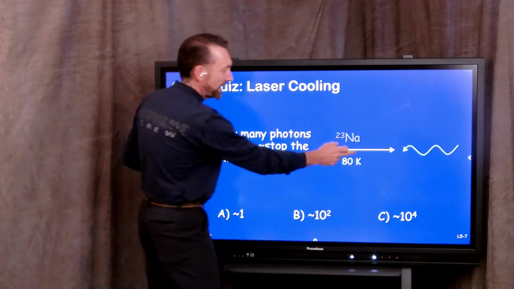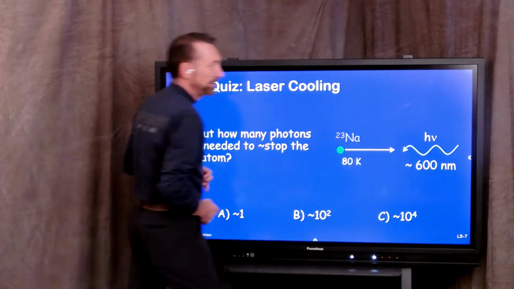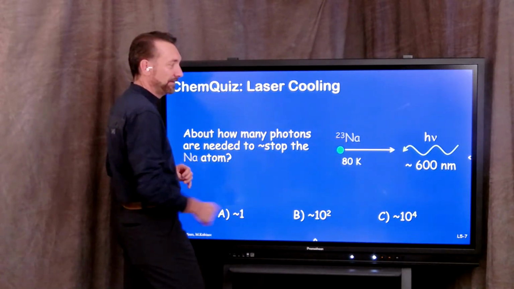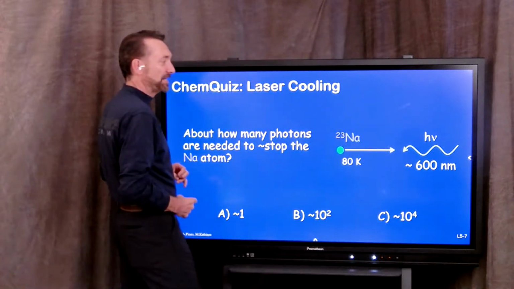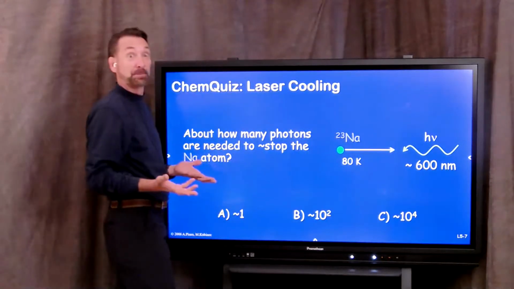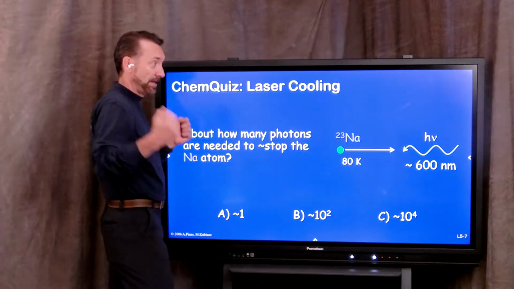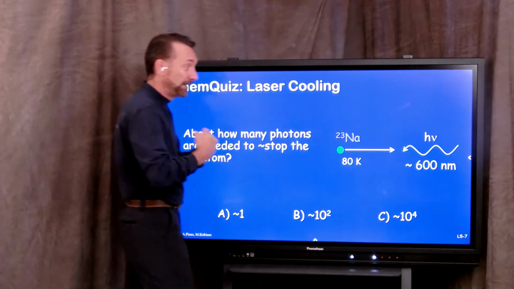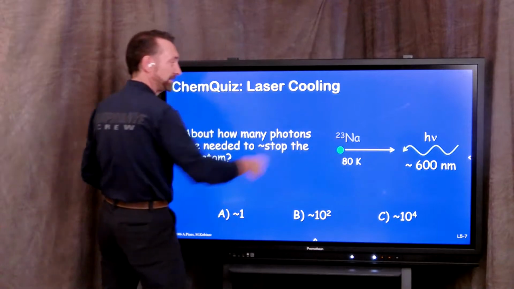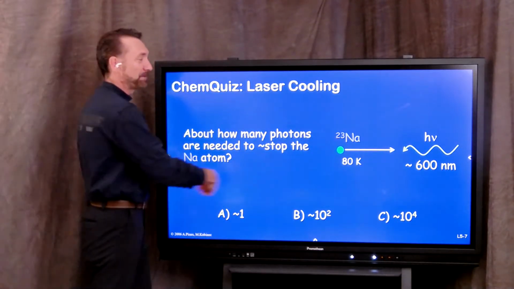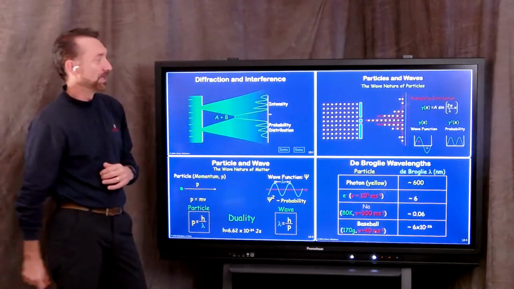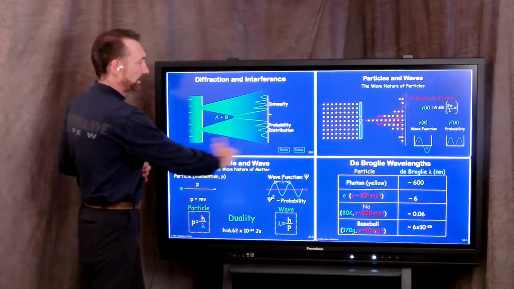So here's the sodium atom, and here's the photon. Photon has particulate nature, h nu. Sodium obviously has particulate nature. Those two things collide. How many photons to approximately bring that sodium atom to a stop? I can leave that there.